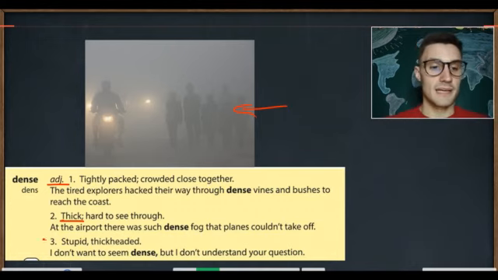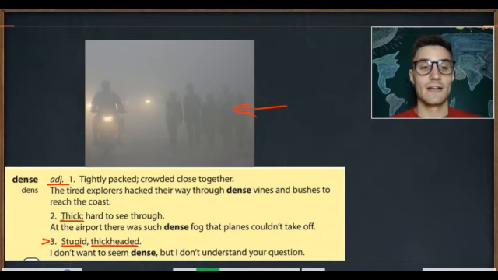The third meaning is a synonym for stupid, thick-headed. So we use this word to describe people. So if someone is dense, they're stupid, they're thick-headed. I don't want to seem dense, but I don't understand your question. So it's a nice way of telling someone they're stupid. You are dense, ma'am. Or, I feel dense today.